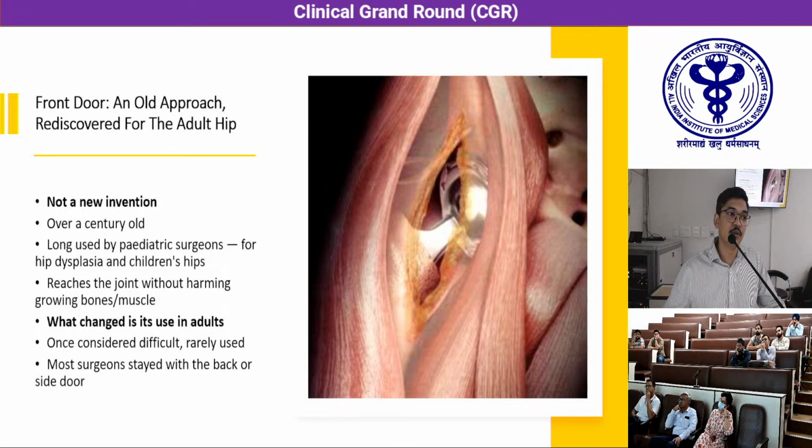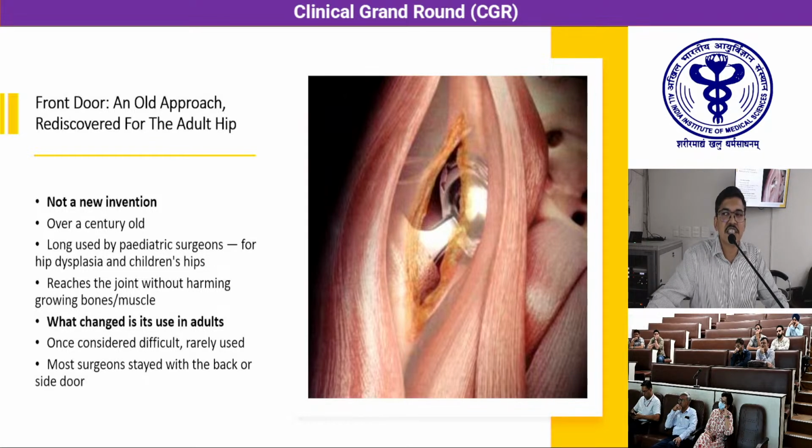So why the front door? This is an old approach. As sir addressed, it is rediscovered for the adult hip. It's not a new invention. It has been used for centuries. It has been used by pediatric surgeons till now for dysplasias and hip pathologies, primarily to avoid vascular injury to the hip and to avoid the growing bones and muscles.